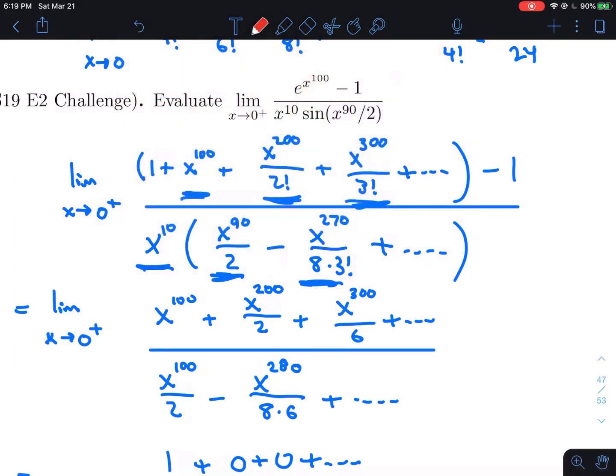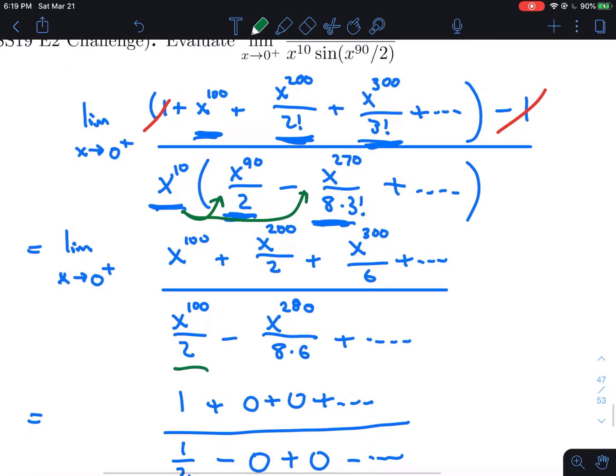For this one right here, we can cancel out these 1 and negative 1. Then if we distribute this x to the 10th to each piece, we can see that this is where this x to the 100th comes from. Now we have like bases, so the exponents add, and instead of x to the 270, I've written x to the 280. I've also done some other small simplifying here and there.